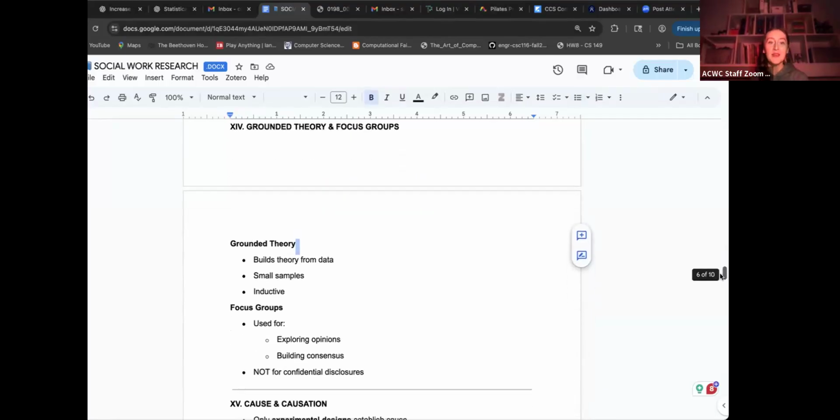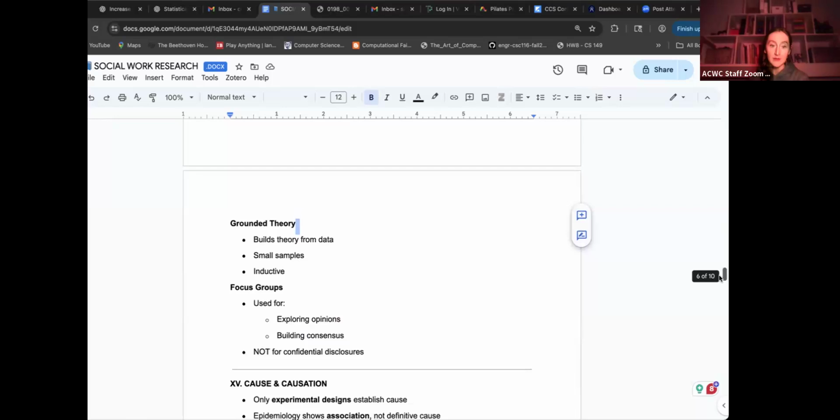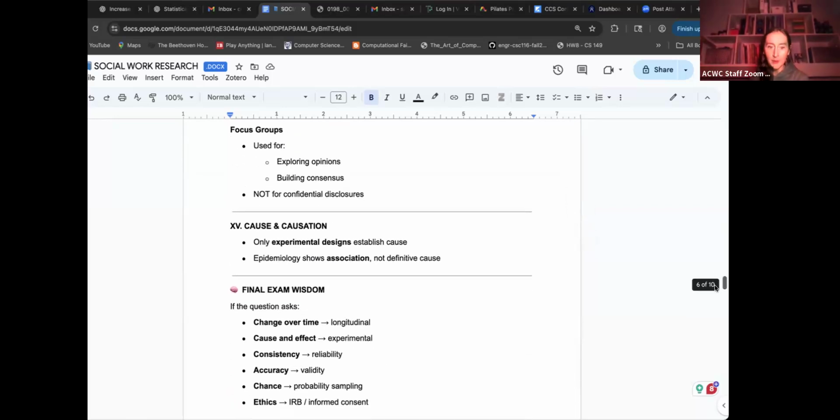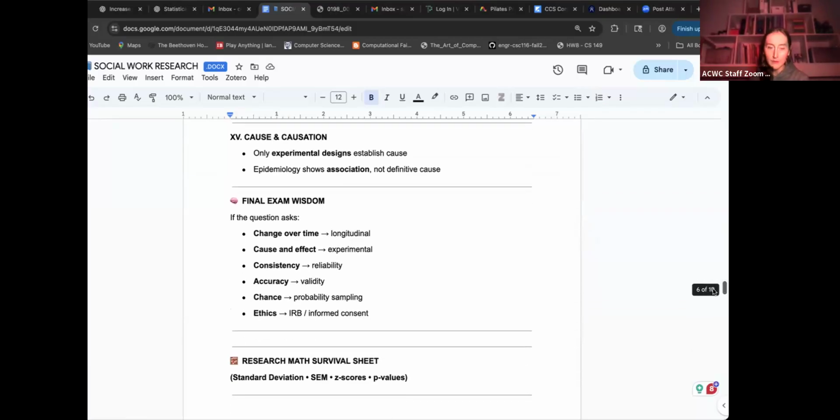That's really funny. All right, then we have grounded theory and focus groups. I think that's pretty straightforward. I'm not going to really spend time on that one. And then, okay, a cause and causation. Remember earlier we were talking about a correlation does not mean causation, right? Just because there's a correlation doesn't mean it caused it. But this right here is dealing with cause and causation. This is important. Only experimental designs establish a cause. That's important to know. Okay.